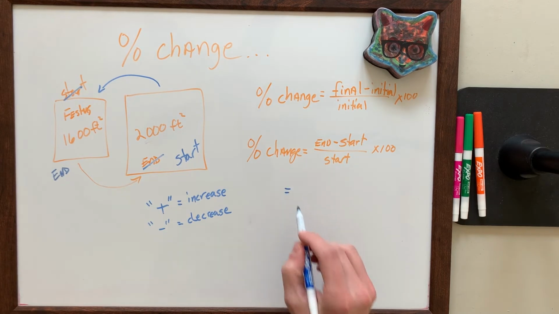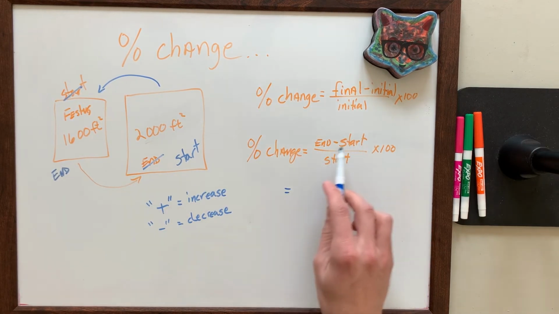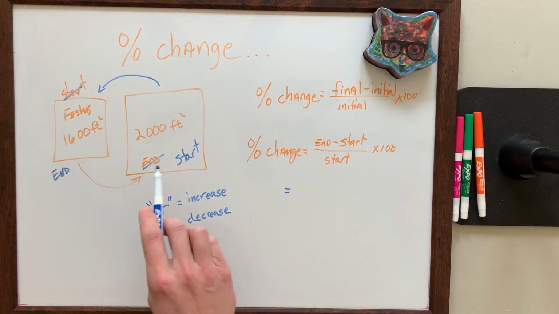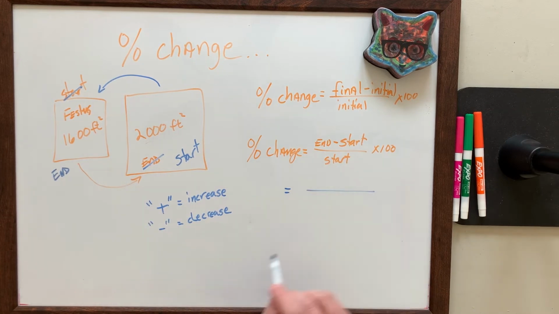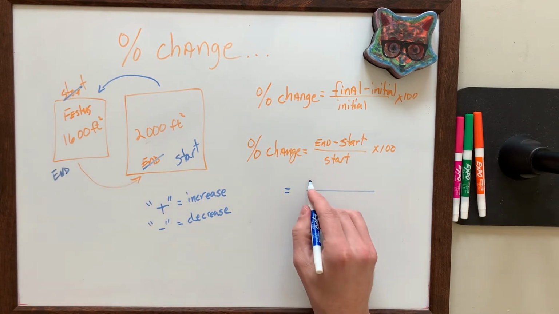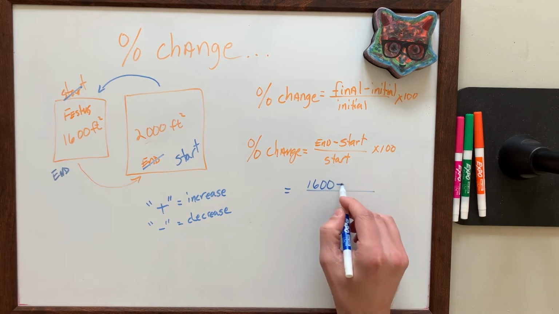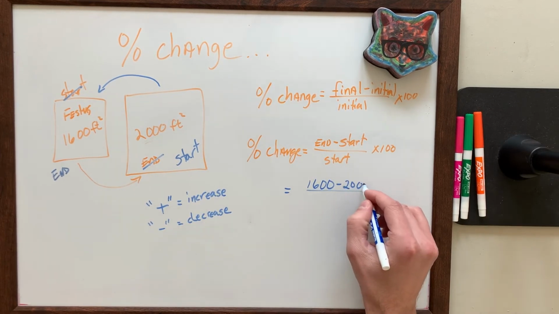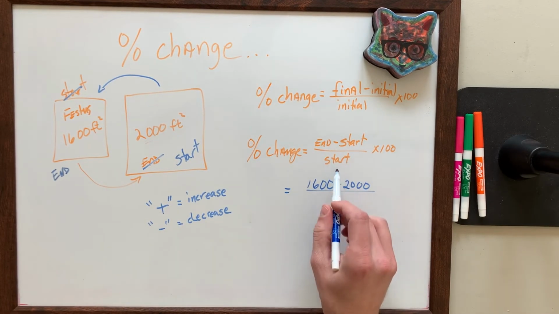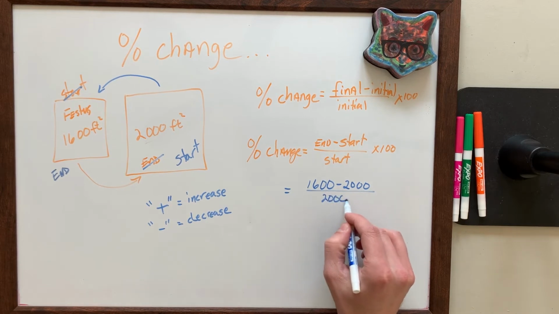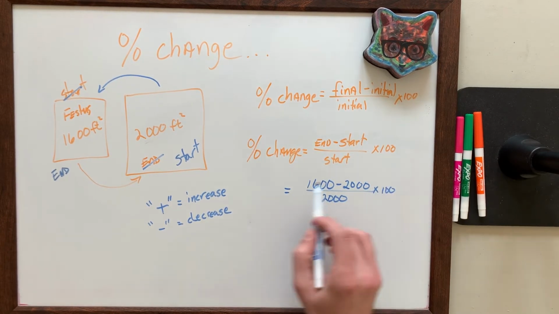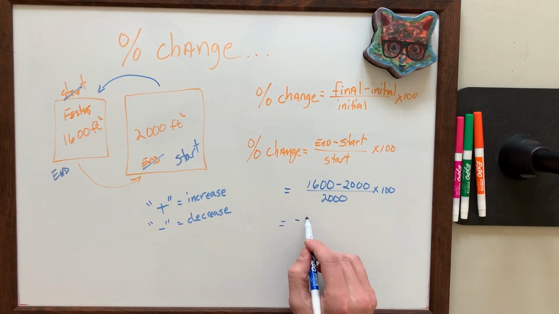Our formula for percent change is going to be the same, but now the start and the end have switched. So now he's ending at the 1,600 square foot house. And he started at the 2,000 square foot house. Okay? And then, because we're going to divide by start, we're going to divide by 2,000. We'll keep our times 100 here, and I'm going to go ahead and just work through this quick so that you can see the answer.